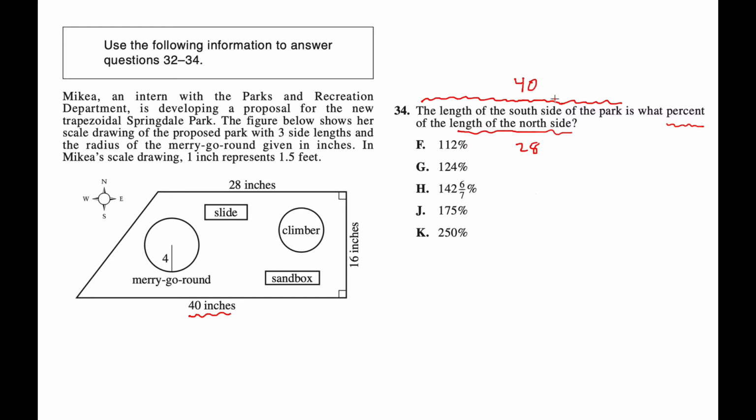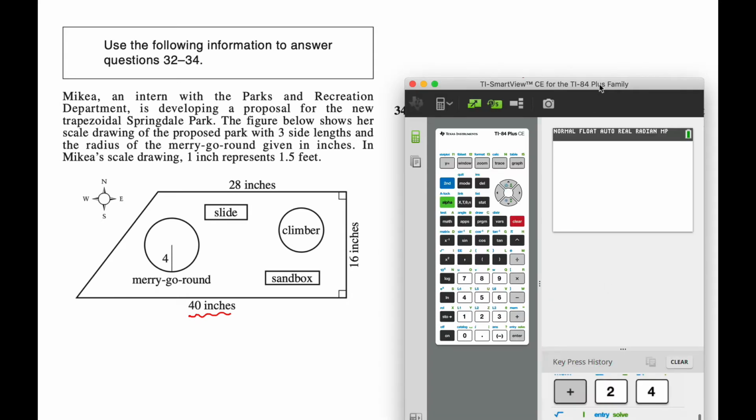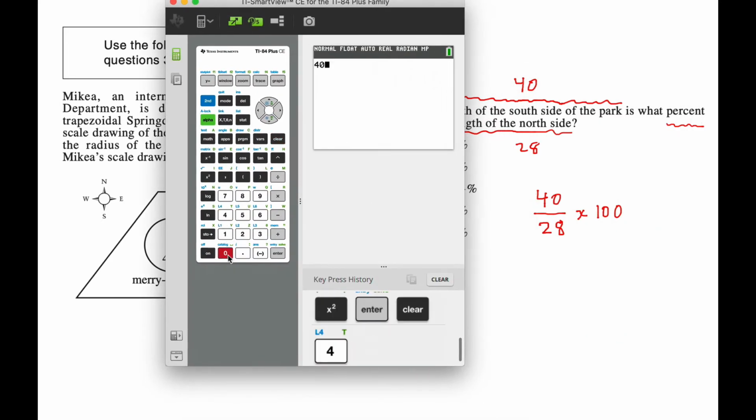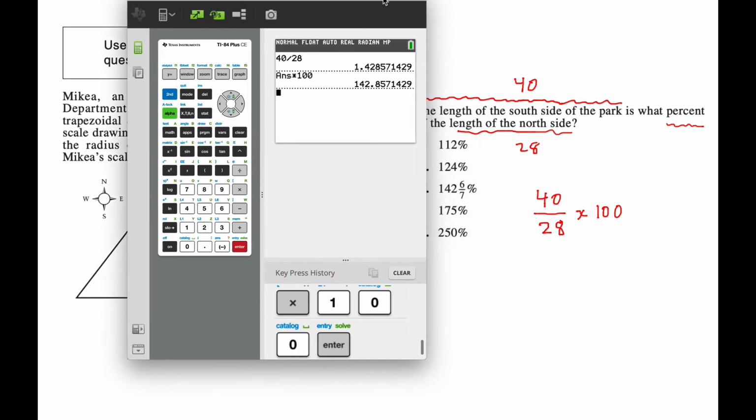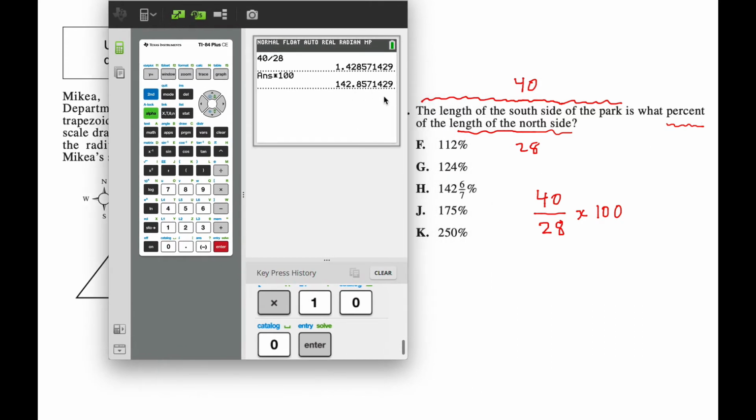To find what percent 40 is of 28, we can start by creating a fraction where we have 40 divided by 28, and that's going to give us a decimal. Then to convert that into a percent, we just multiply that by 100. So let's pull up the calculator here. 40 divided by 28 is going to be that number, and then we multiply that by 100 to get our percent, and we get 142.85, and that number goes on.